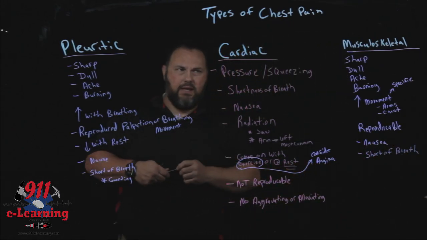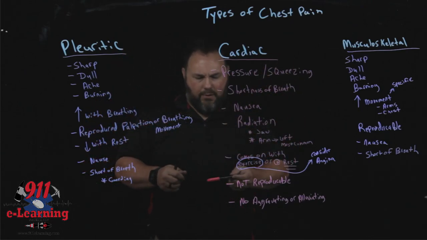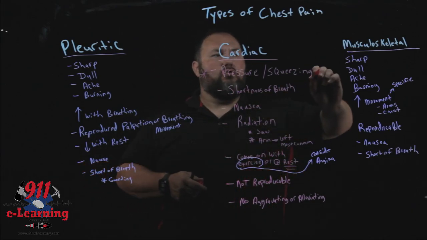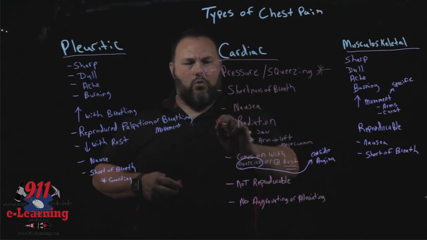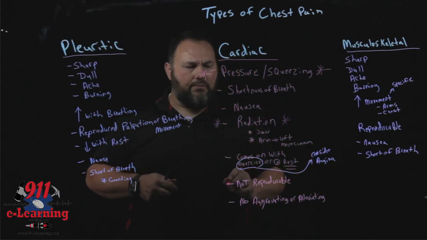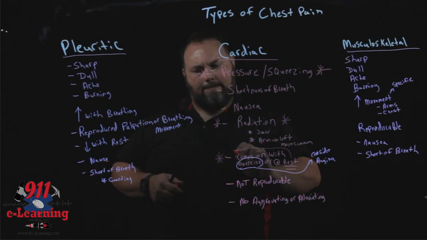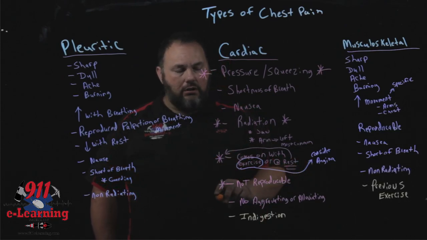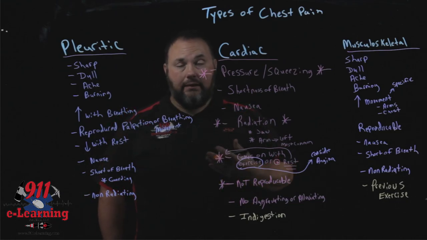So between the musculoskeletal, pleuritic, and cardiac, you see a lot of the same things, but the primary ones that we run into that scream cardiac is it's a pressure, it is radiating, generally into the jaw, arm, something like that, comes on with rest specifically. It is not reproducible, and there's generally no aggravating or alleviating factors, not really anything they can do to make themselves to make it better or worse.